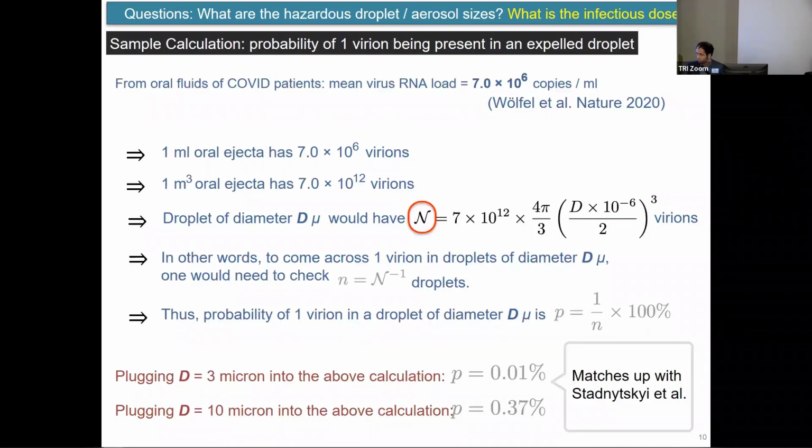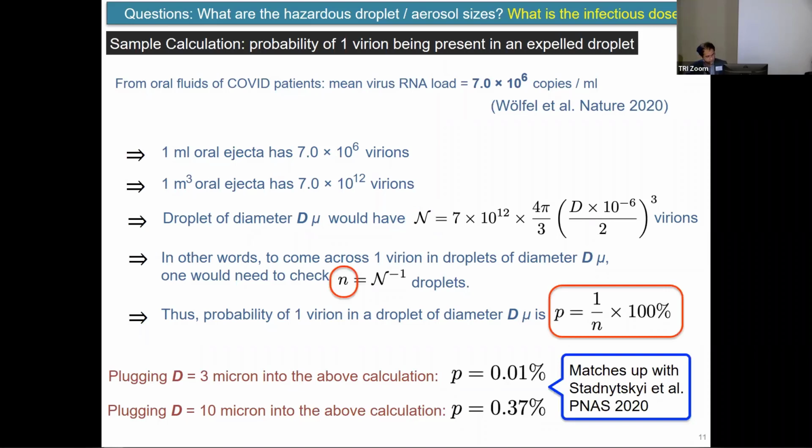To develop the model, we also needed to know the viral load density in these oral fluids. That very first figure came from a group in Germany. They ran some tests in hospitalized patients at a Munich hospital. So there is that many variants in 1 ml of oral fluid. We can easily figure out how many would be there in a droplet of D micron that is made of that oral fluid. And if that number is capital N, then to come across one variant in droplets of this size, we need to check 1 over N droplets.